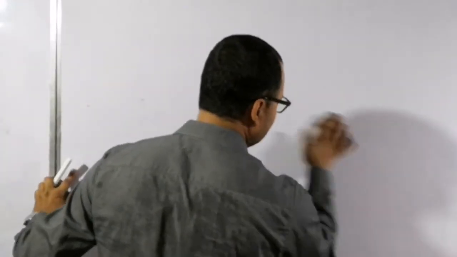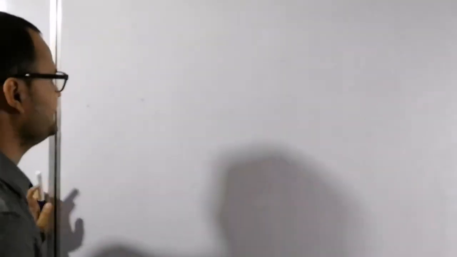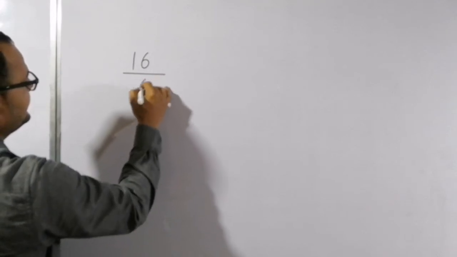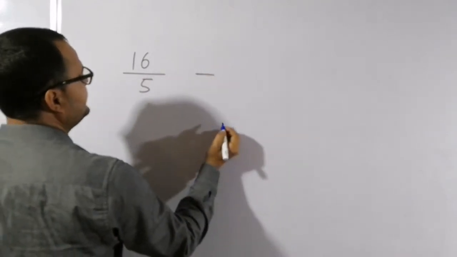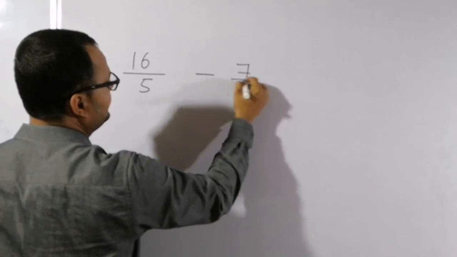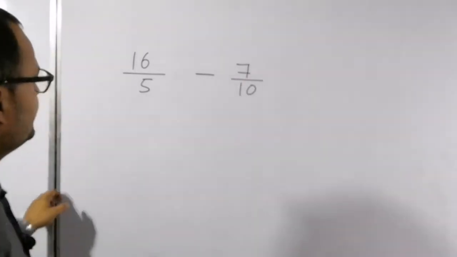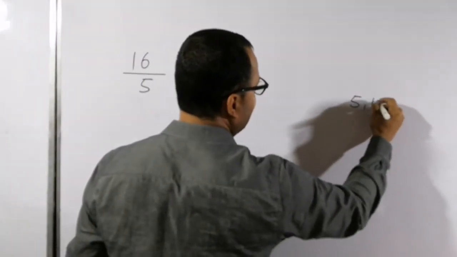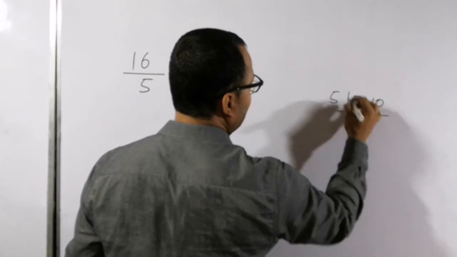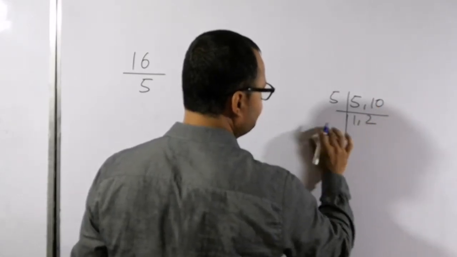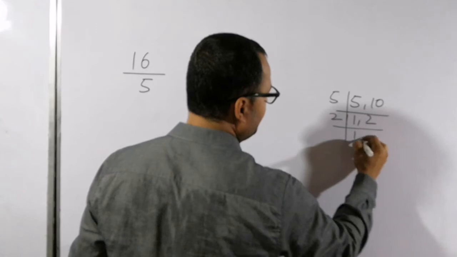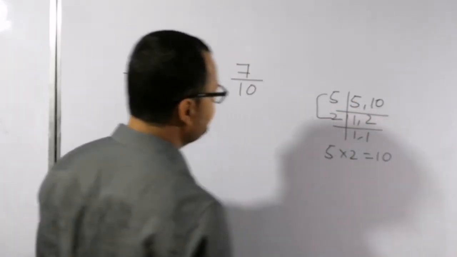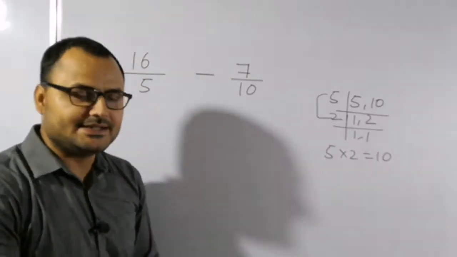I will do only one example of subtraction of fractions. If we have 16 by 5 minus 7 by 10. Now 5 and 10, these are not like. So we have to take LCM of 5 and 10. 5 ones are 5, 5 twos are 10. So we got this 2, 5 into 2 is equal to 10. It means the LCM of 5 and 10 is 10.